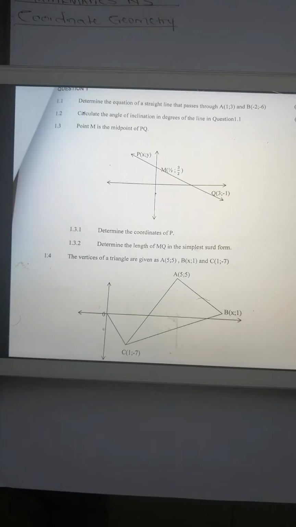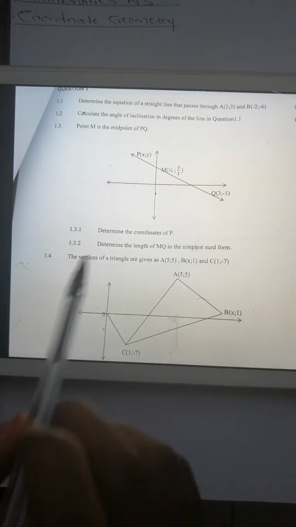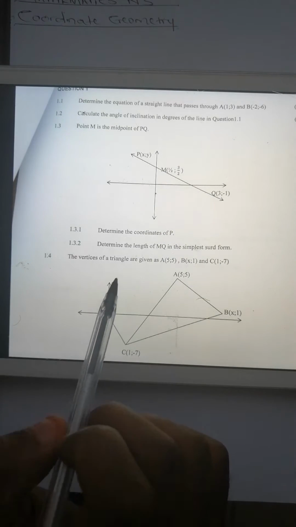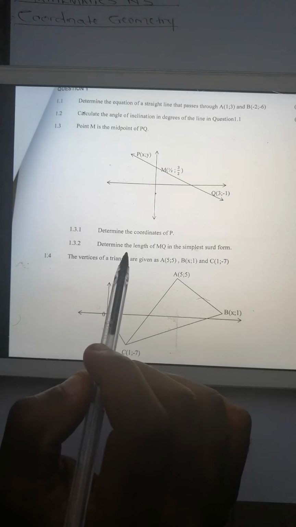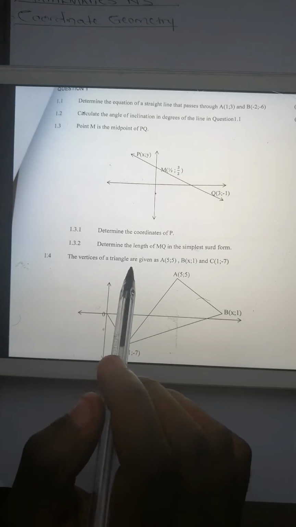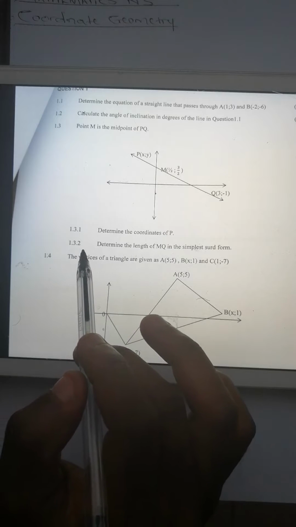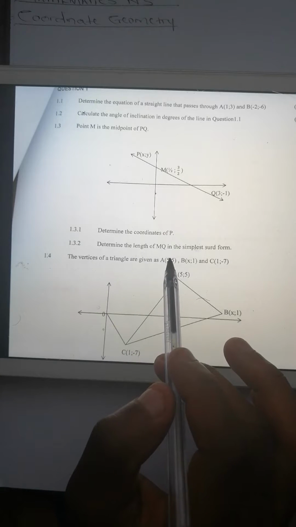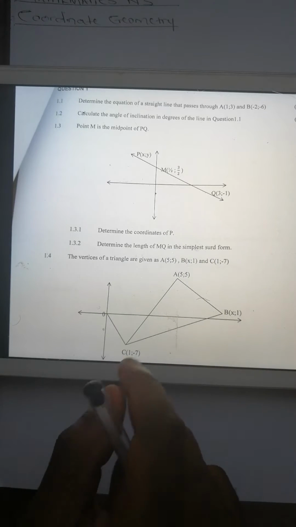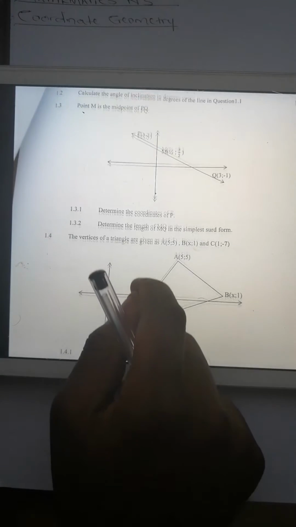Question 1.3 says point M is the midpoint of PQ. We are given this diagram and PQ is this line. Point M is the midpoint. 1.3.1 says determine the coordinates of P. 1.3.2 says determine the length of MQ in the simplest surd form.